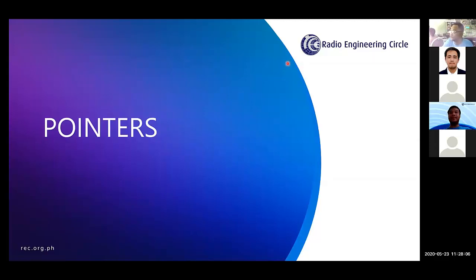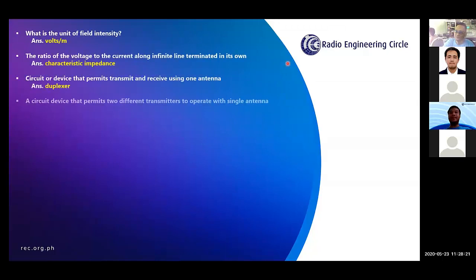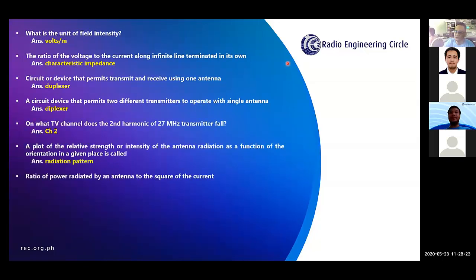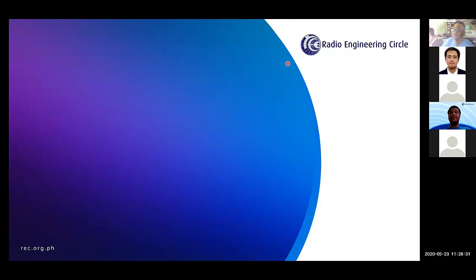Okay, it seems Engineer John de la Cruz is already speaking, and I have my time limit. These are just the pointers which sometimes come out in the exam. It would be nice to discuss this, but we don't have time. Screenshot. 5, 4, 3, 2, 1. Fire.